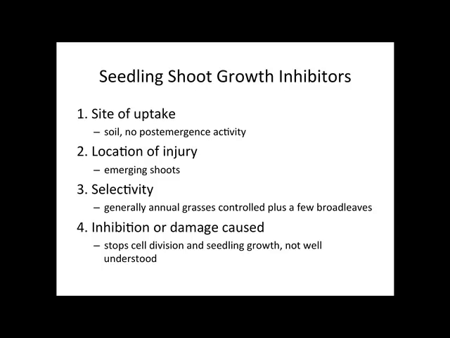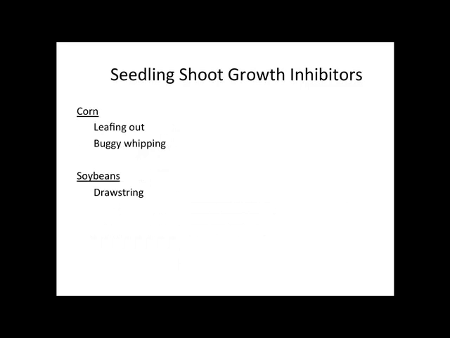How do seedling shoot growth inhibitors control weeds? So the site of uptake: they're soil applied, no post-emergent activity. They injure the emerging shoots. Selectivity: generally annual grasses control, but a few broadleaves can be picked up. Inhibition or damage caused: stop cell division and seedling growth, not well understood exactly how it works.